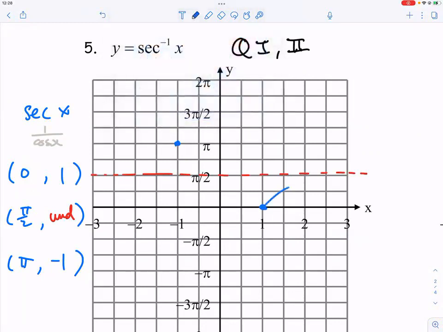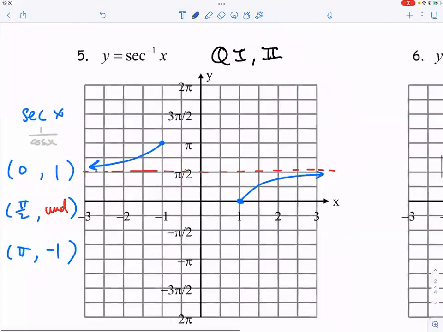The way you draw the graph, the point starts and then it leans toward the asymptote. It's a little bit weird looking, but once you rotate it, you'll be like, oh, that's just like the good old secant graph.